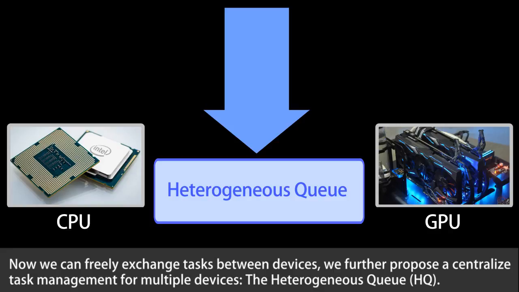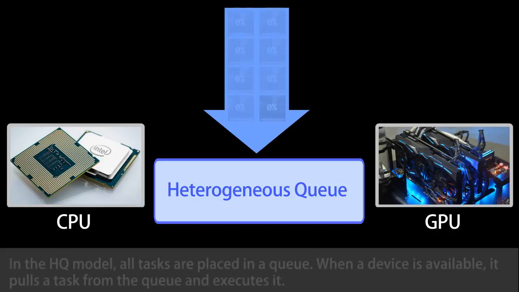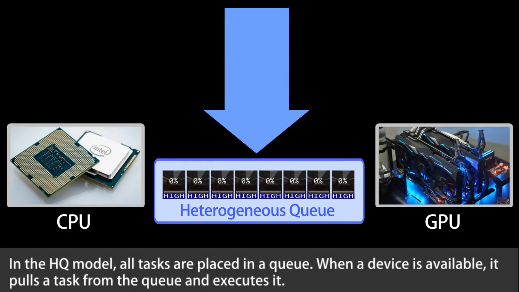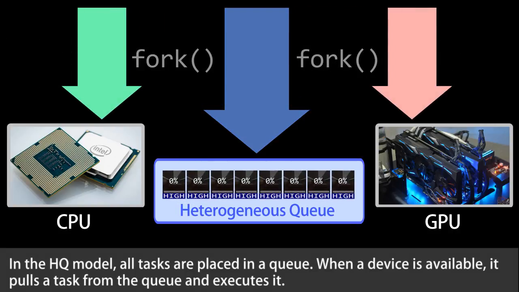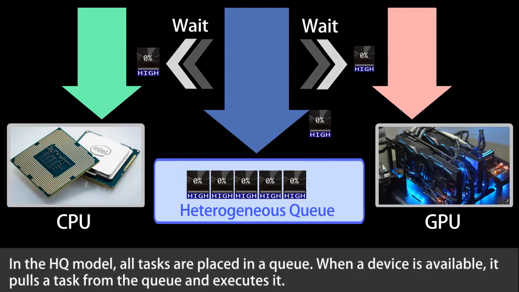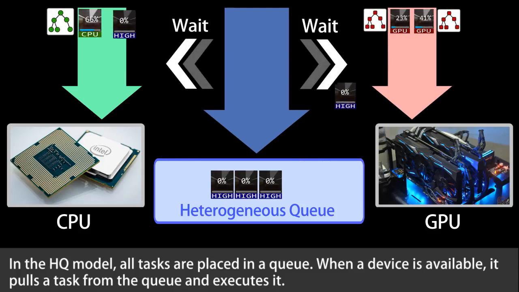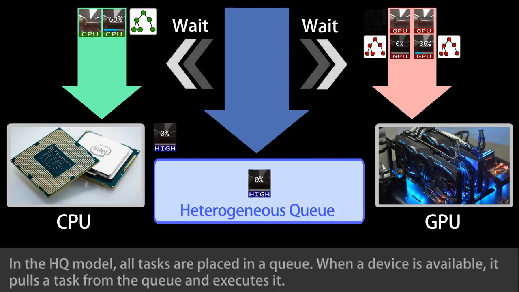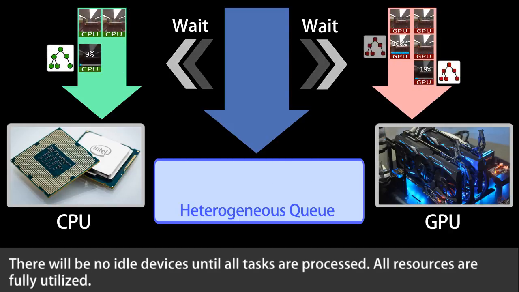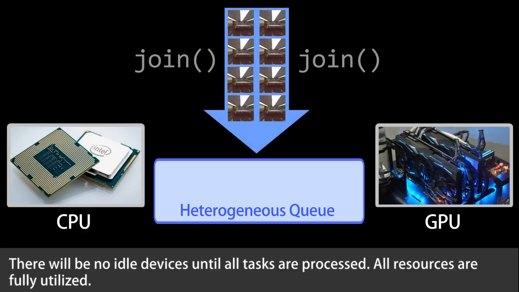We further propose a centralized task management for multiple devices, the heterogeneous queue. In the heterogeneous queue model, all tasks are placed in a queue. When a device is available, it pulls a task from the queue and executes it. There will be no idle devices until all tasks are processed. All resources are fully utilized.